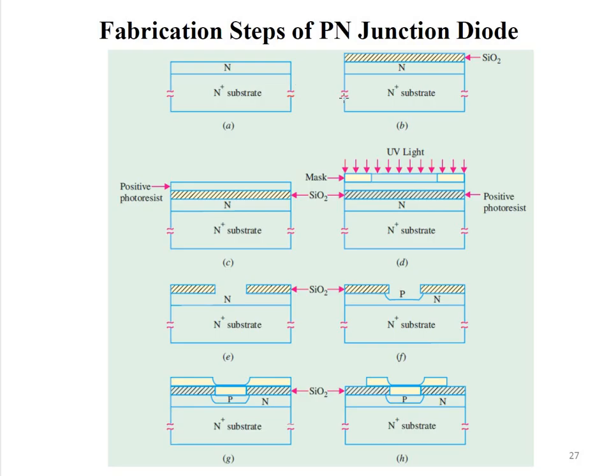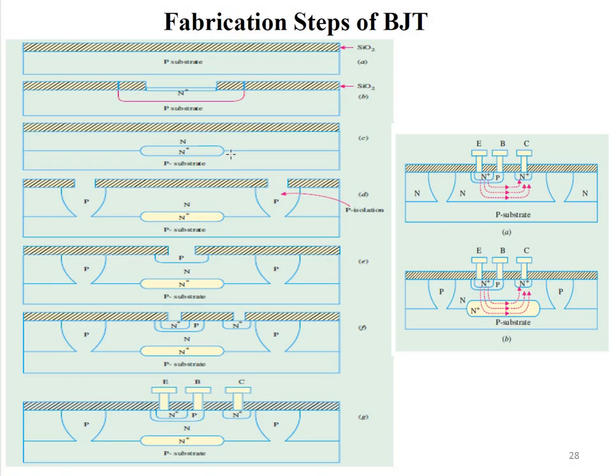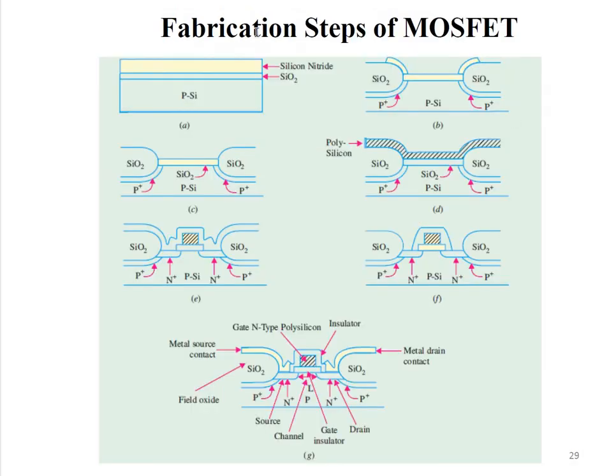Fabrication steps in a PN junction diode. In the same way we have the SiO2 etched here, positive photoresist, and then mask, then all of them are etched away. Fabrication steps of BJT. In the same way we have the etching of the source, drain and gate separately, photoresist etching, and then the connection formation, all of that is done here.